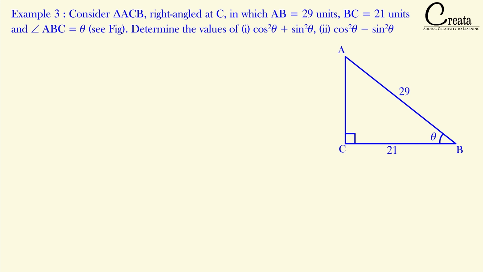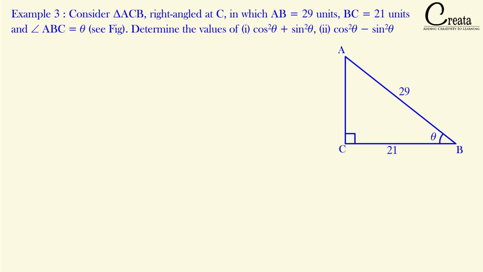So let's observe the question. In this question, a triangle ACB is given, which is right angled at angle C. So angle C is the 90-degree angle. Further, angle ABC is also given, that is angle B is given as angle theta. Further, the dimension of AB is given as 29 units and BC is given as 21 units. Dimension of AC is not given in this question. And two parts of the question are given. Let's take one by one.